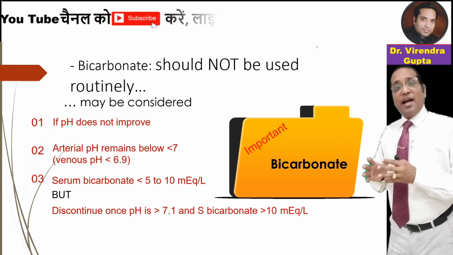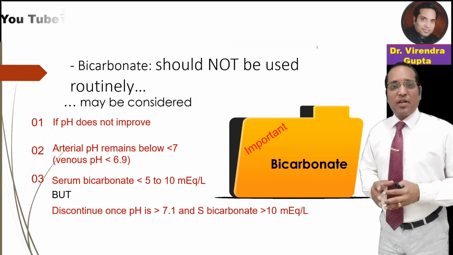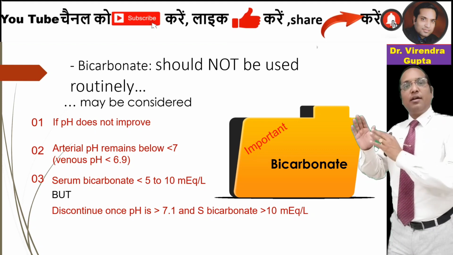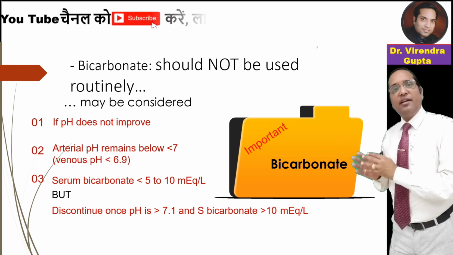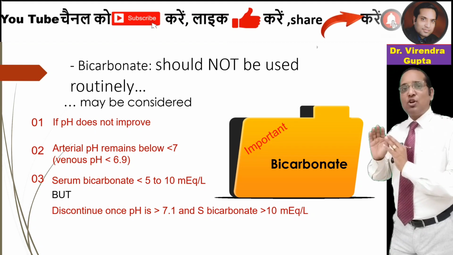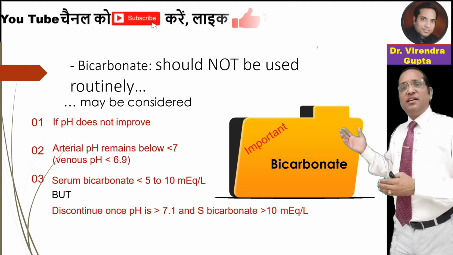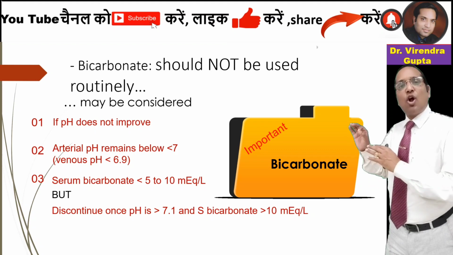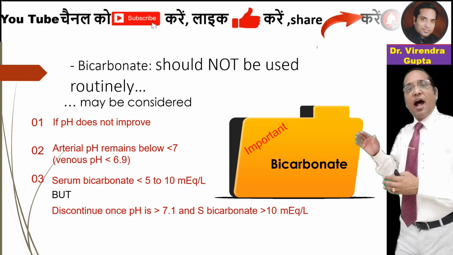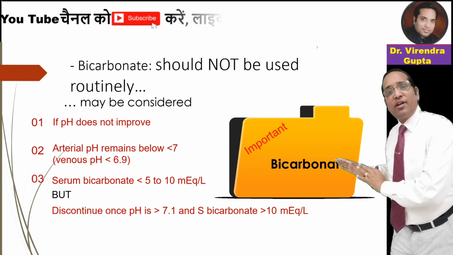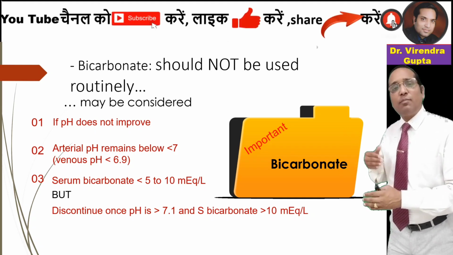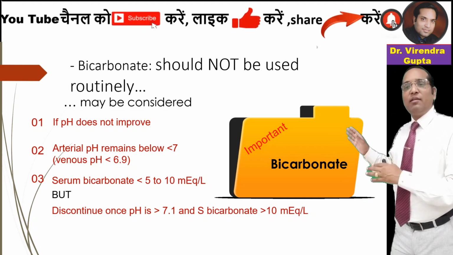So guys, acidosis is a very important feature of diabetic ketoacidosis, but it should be corrected with rehydration and insulin infusion. Usually bicarbonate is not required, but it may be considered if the pH is not improved after rehydration and insulin, and arterial pH remains less than 7 or venous pH is less than 6.9 or serum bicarbonate level is less than 5 to 10 milliequivalent per liter.